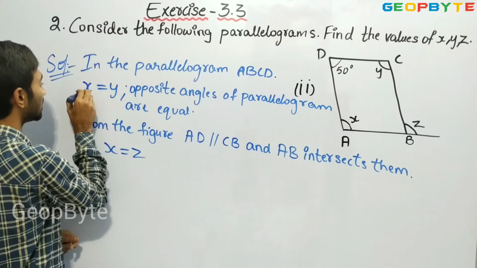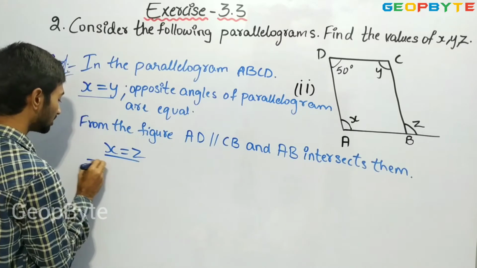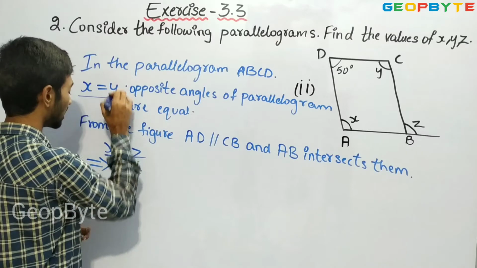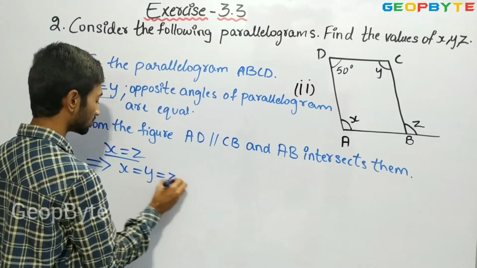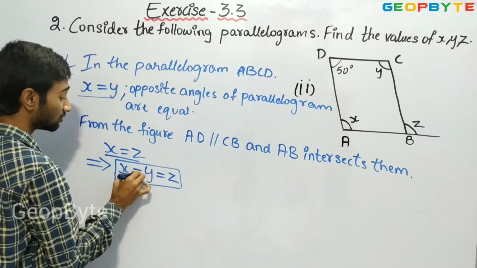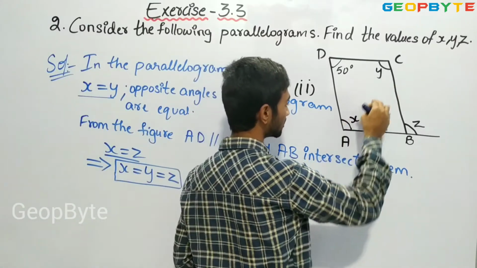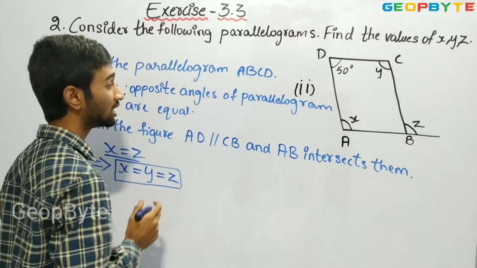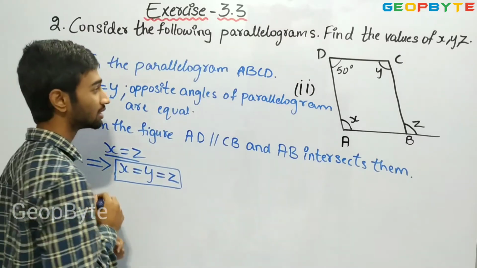So here we have X equal to Y and X equal to Z. That means overall we can write it as X equal to Y, and Y equal to Z. So the angles of these three are equal. Now let us find the value of any one angle so that we can find the other two angles easily.